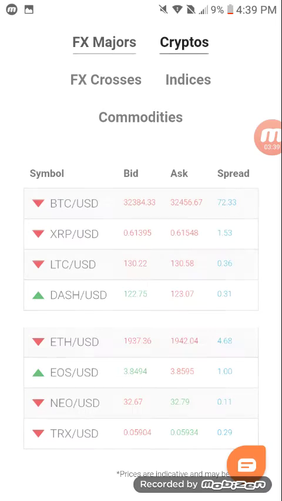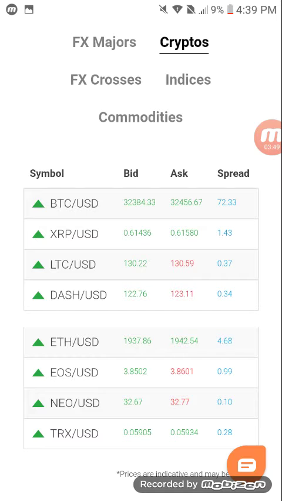When you start trading cryptos, you can see the Bitcoin spread is 72.33 each. It doesn't matter about the bid or the ask price. The bid price will be the sell, where you sell at, and the ask price will be where you buy at. But as you can see, the spread for all the cryptos, even Bitcoin, is 72.33. Even if that spread goes up to $72.36.